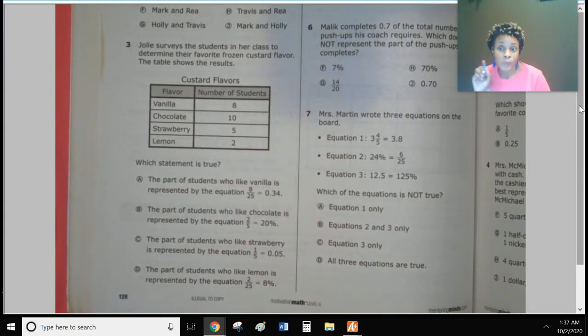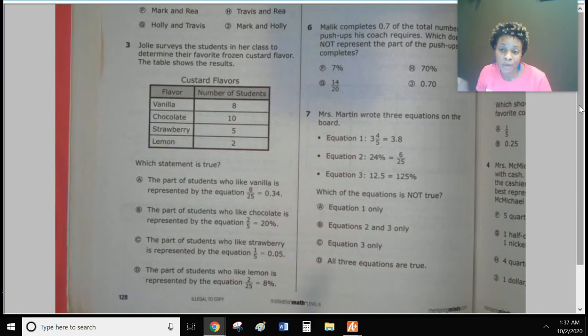First of all, we have to work every single one of these. We have to figure out which 3 are wrong and which one is right. So you can't just read them and say, oh, okay, I know. No, you don't know. You have to put in some work to figure it out. Anytime they give you a table like this, if they don't tell you how many kids were surveyed, that's the first thing you need to do.